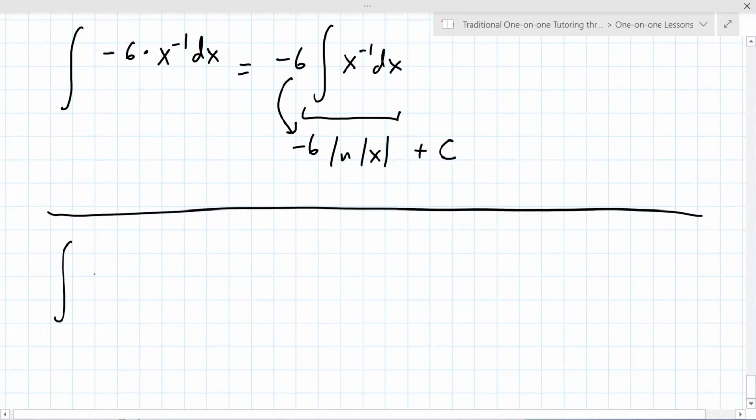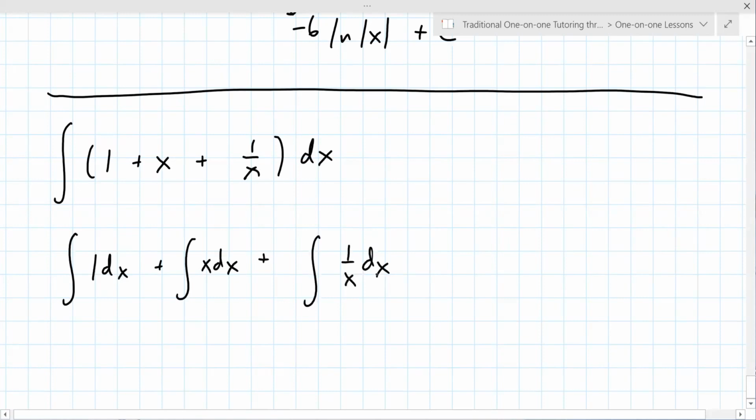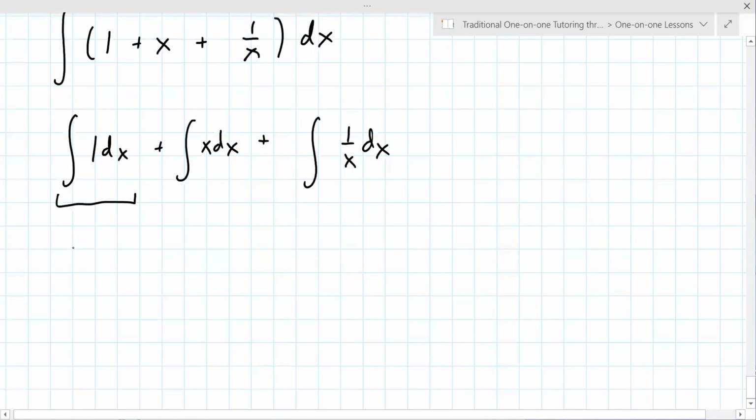What is the integral of 1 plus x plus 1 over x dx? So the integral of a constant is always x. Sorry, let me just write x, okay? So this first one, actually, let me separate it here. Maybe that's why it's unclear. Integral 1 dx plus integral x dx plus integral 1 over x dx. So we separate these. So this first one is just x.